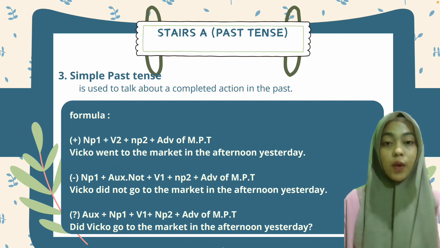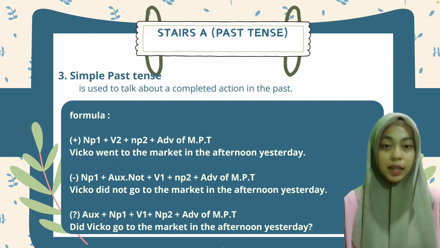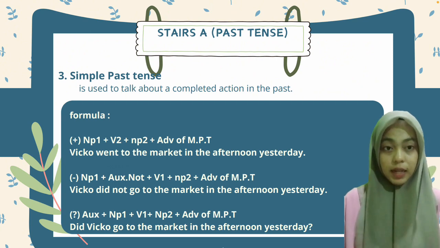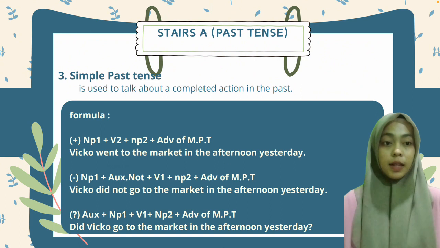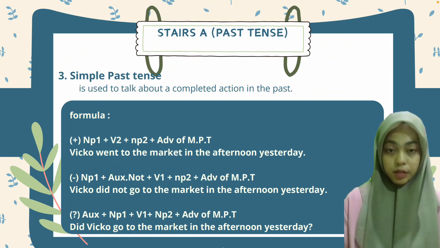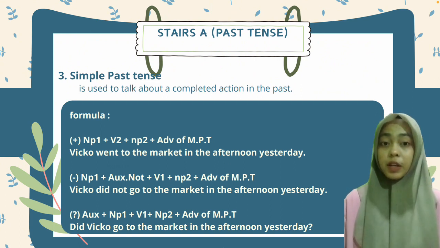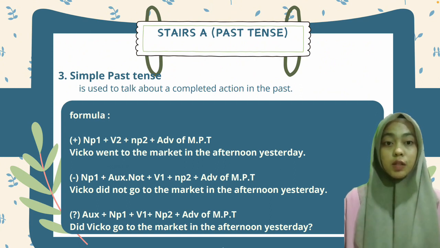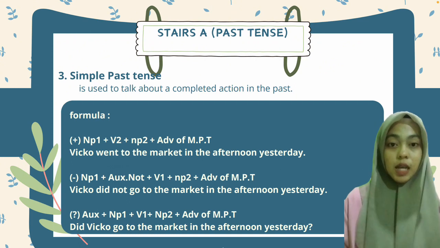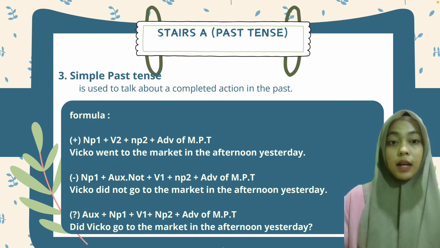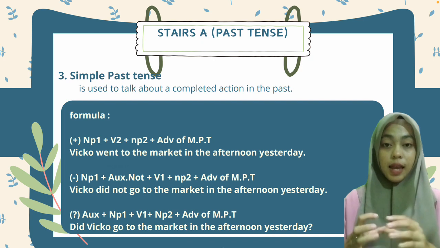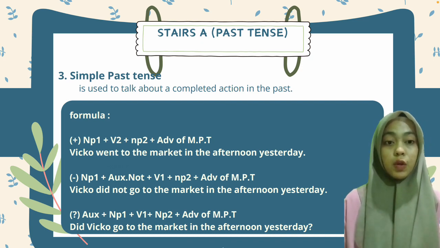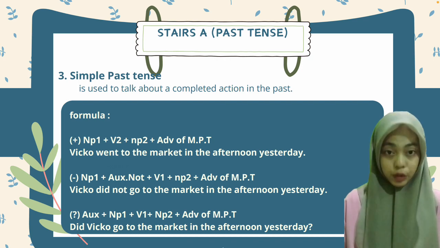Fico is subject, went is verb, to the market is object or NP2, in the afternoon is adverb of place, yesterday is adverb of time. And for the negative, it's Fico did not go to the market in the afternoon yesterday. So did not is auxiliary. So for negative, we add did not. And for the interrogative, did Fico go to the market in the afternoon yesterday?